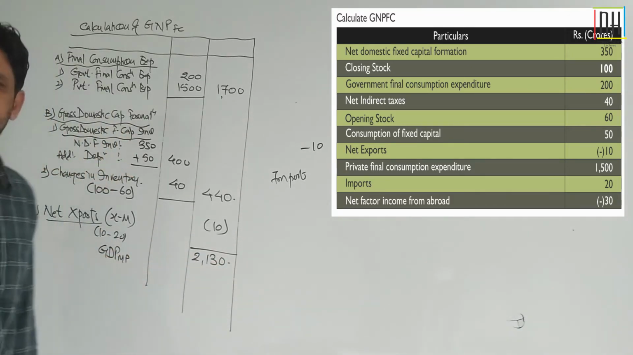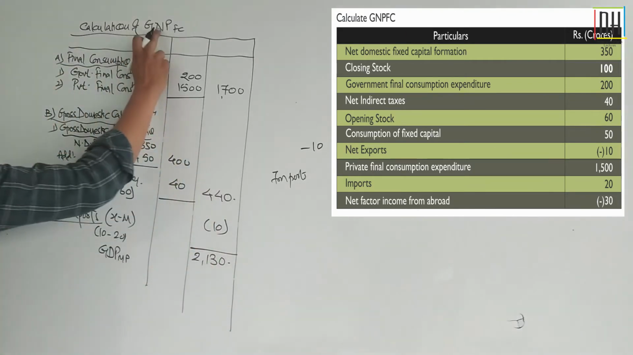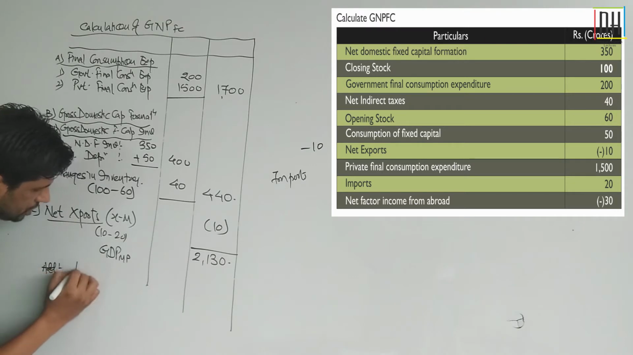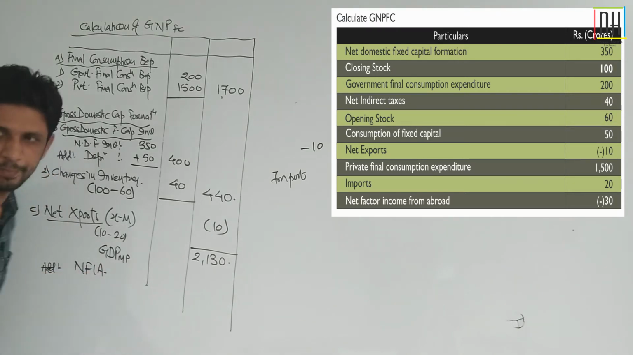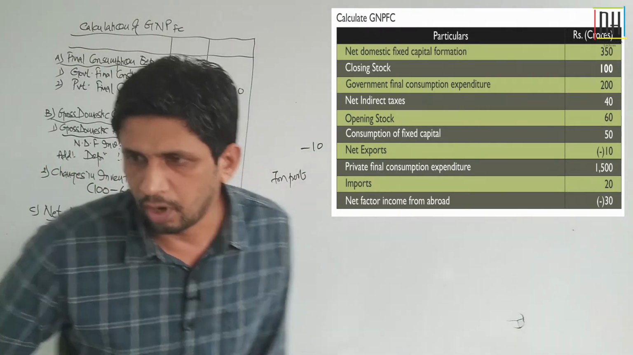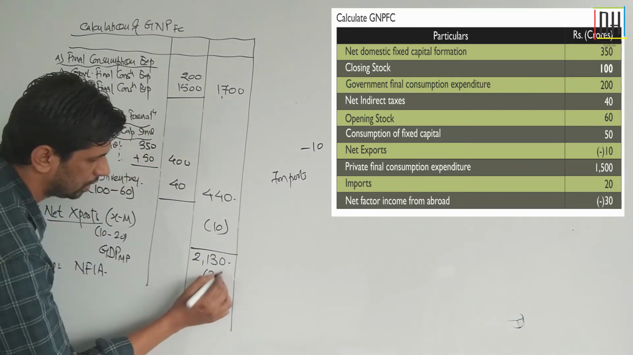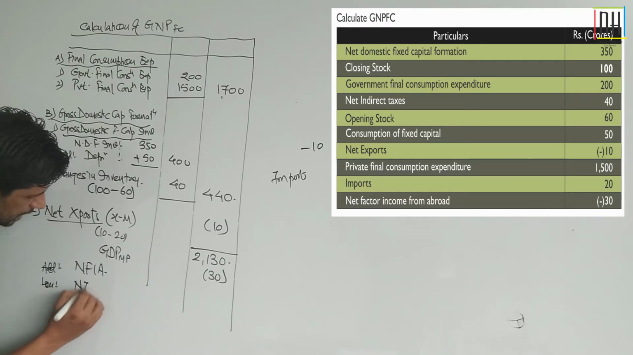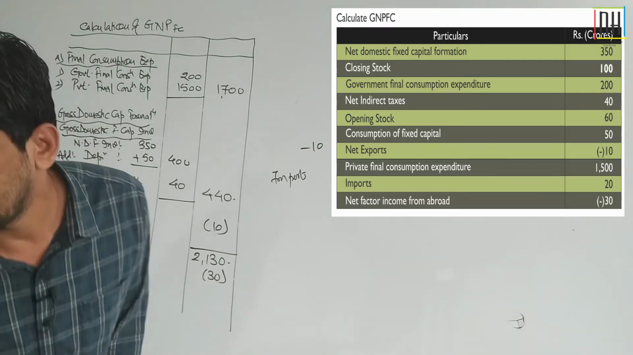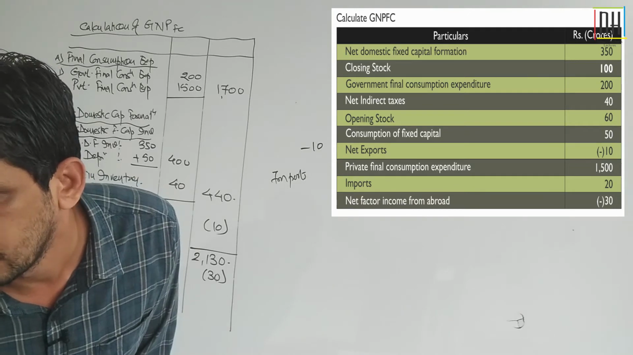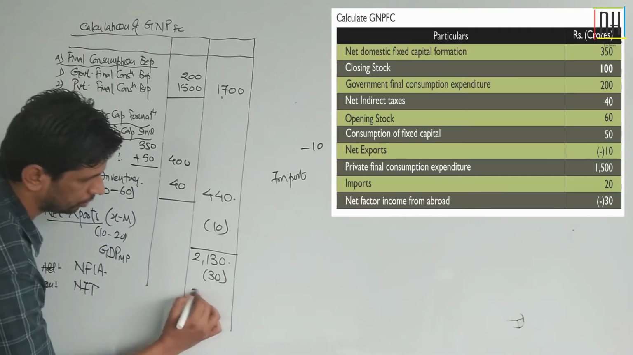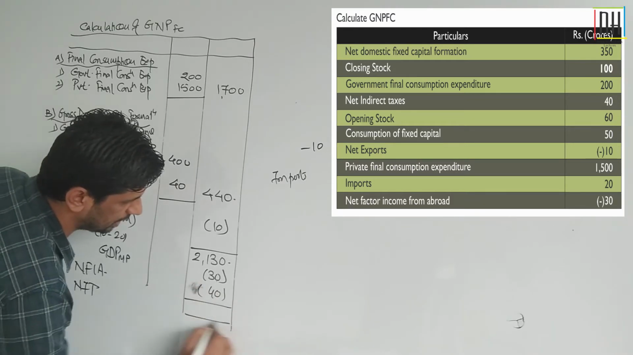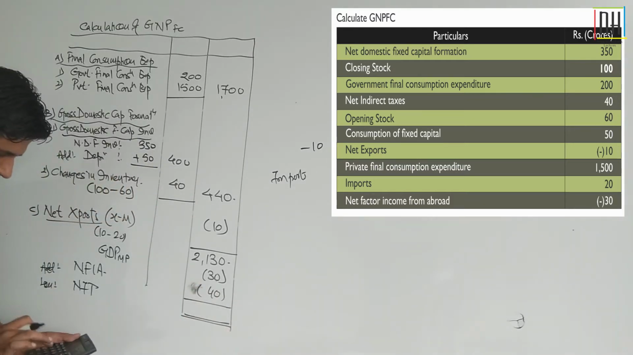2130 is the value of GDP at MP, but we have to calculate GNP at FC. Gross remains as it is. We just add net factor income from abroad. And net factor income from abroad is negative 30 crores. And this is MP, so we will deduct net indirect taxes. Net indirect taxes is rupees 40, sorry, it will be deducted. Final resultant value is -70.